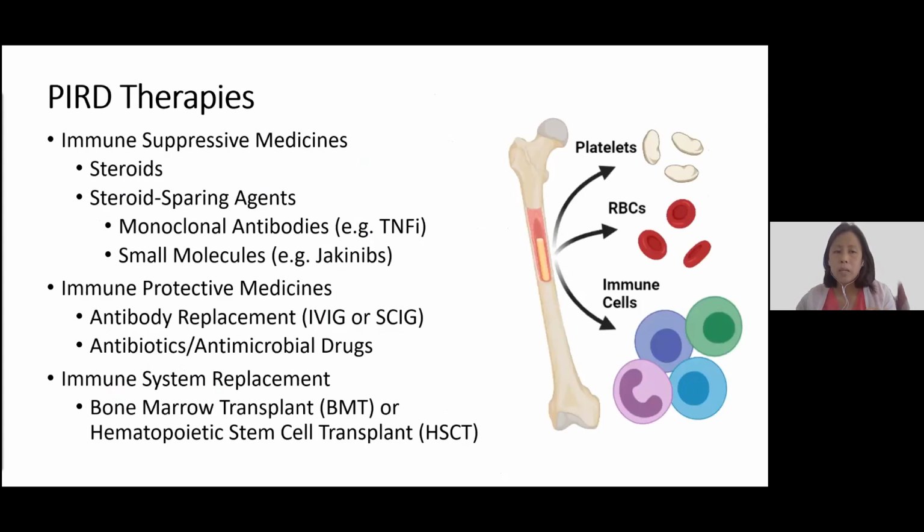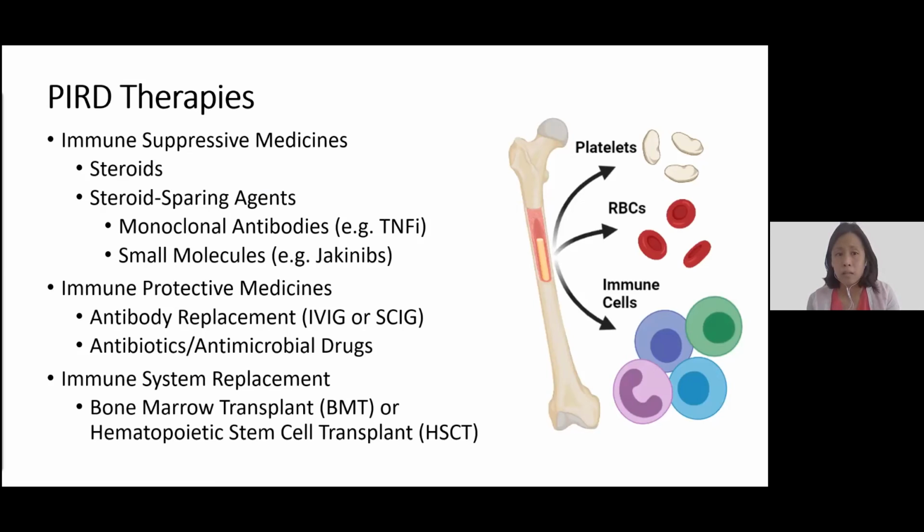So broadly speaking, what are the different types of PIRD therapies that are used? In general, we talked about how for PIRD, the immune system tends to be more overactive. And so oftentimes we need medications to suppress the immune system. The most common one that we probably use is steroids because it acts fast. It can be easily given to patients.